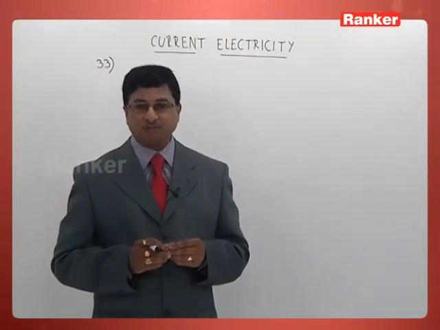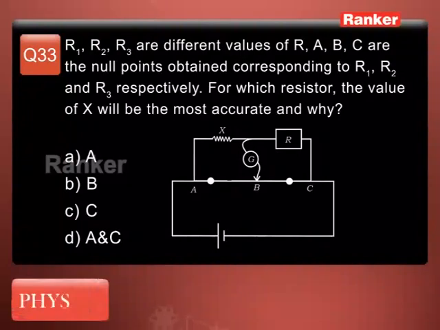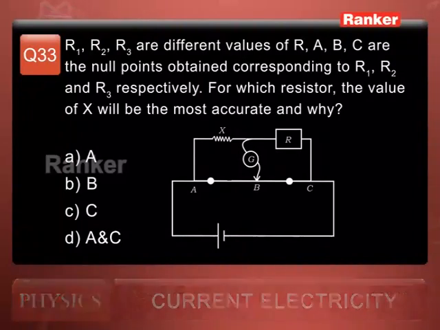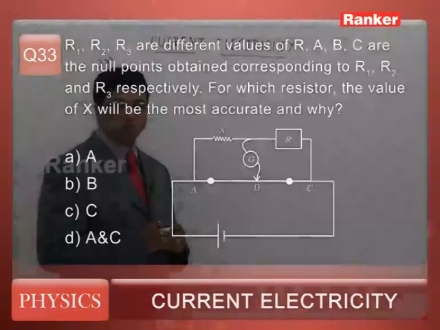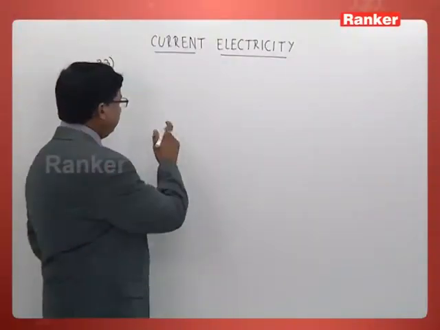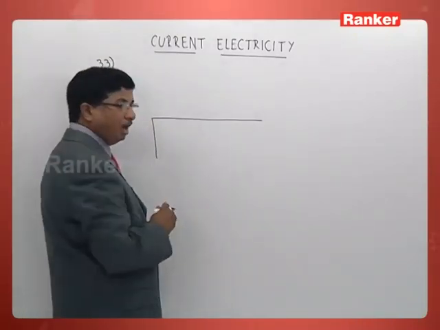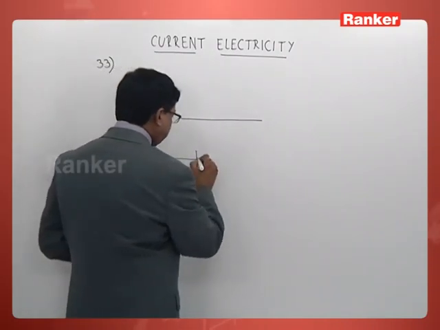Now what is the question? For which resistor the value of X will be the most accurate and why? We just have to give the reason as well. Most accurate is the concept. Let me just give you the construction that has been given to us. If you look at this, this is what has been mentioned as the meter bridge. Look at this one, the case.